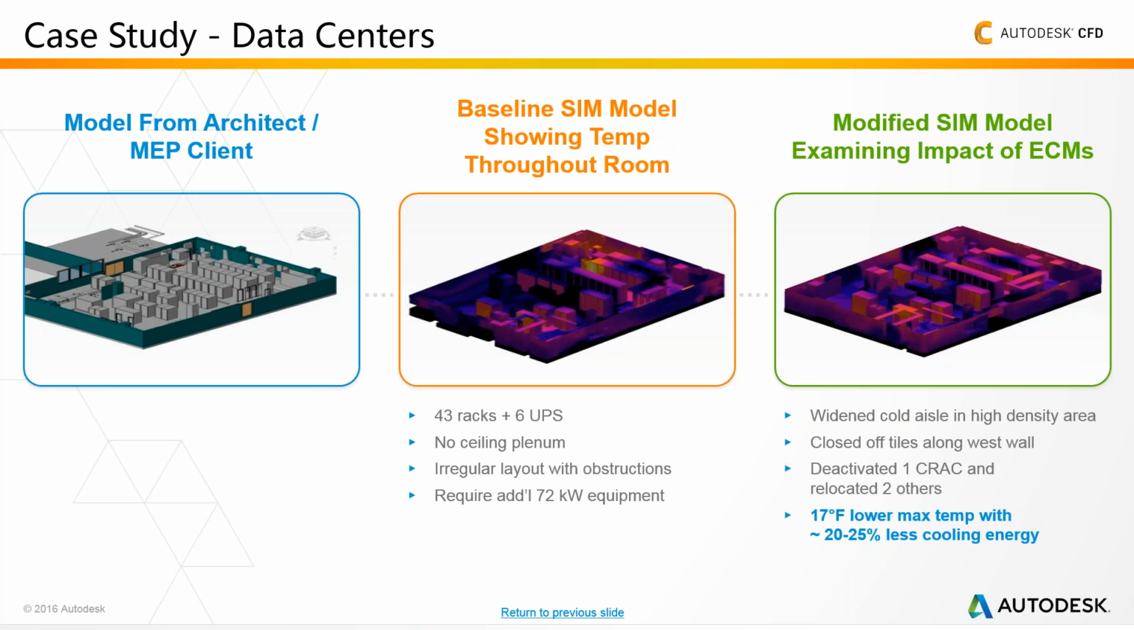But once the analysis on a modified simulation model has been run, it has been determined that by widening the cold aisle, closing off some of the ceiling tiles across one side of the room, and moving a couple of computer room air conditioning units, or CRAC units, they were able to achieve adequate cooling whilst deactivating one of the CRAC units. So that allows for lower maximum temperatures and up to 25% reduction in running costs.